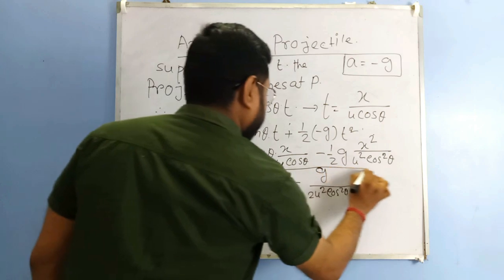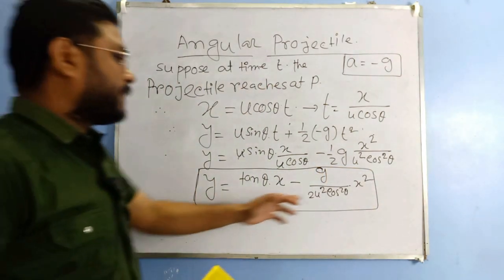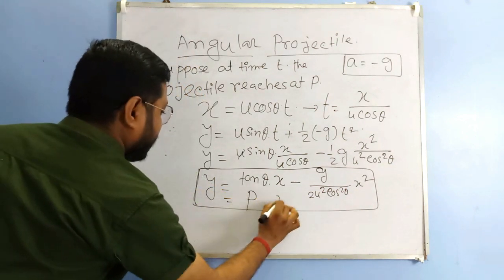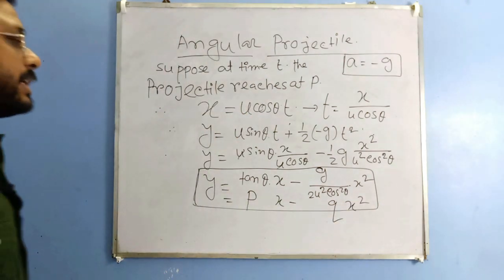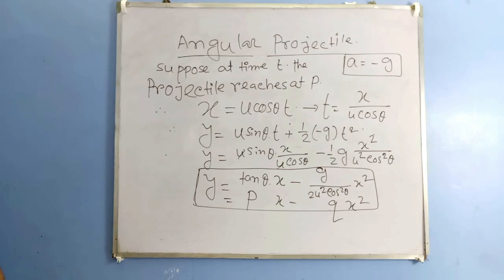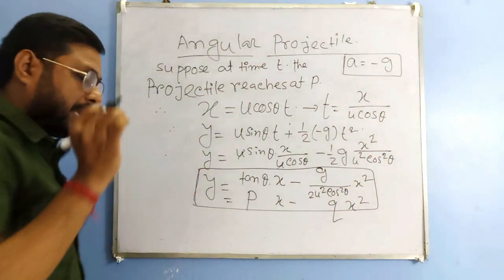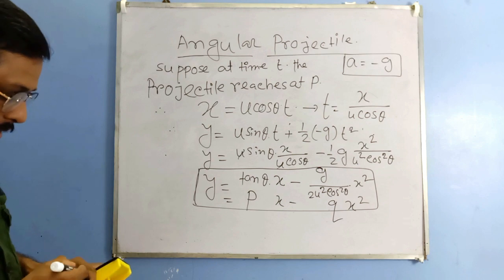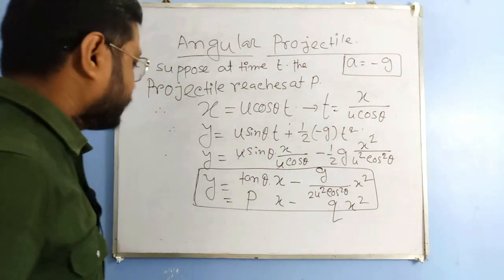So again the vertical distance y is a quadratic function of x. This can be written in terms of px minus qx square, which is nothing but an equation of a parabola. So the path of any projectile motion follows a parabolic path. Okay, understand? We can show the equation here.